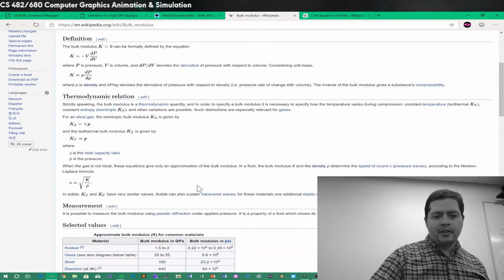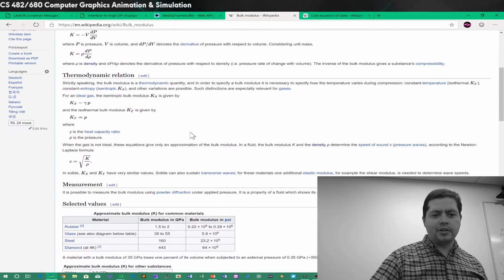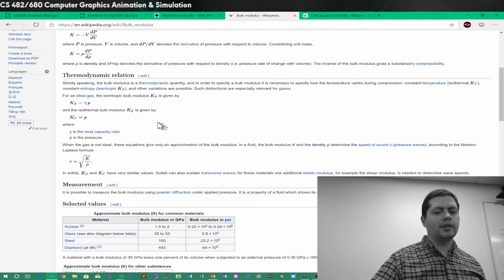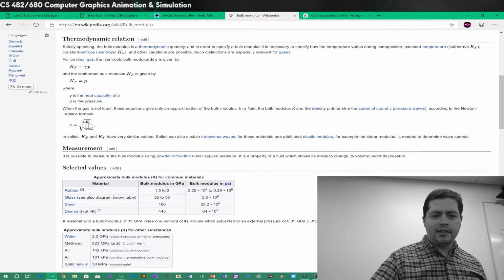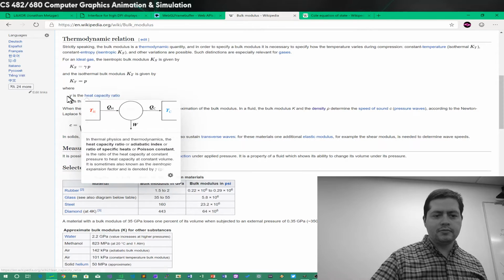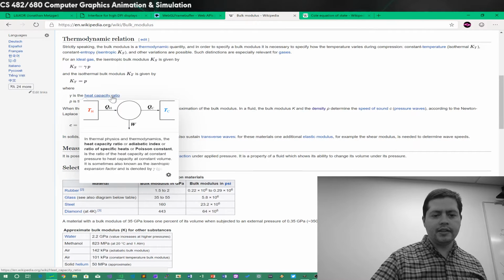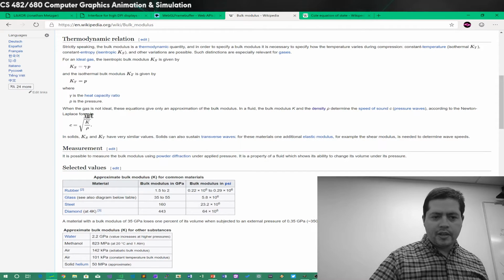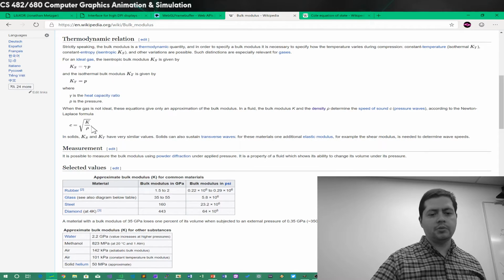So over here, they said, okay, for gases, the bulk modulus is gamma times P, that's the pressure. But we're not dealing with ideal gases. We want actual things like rubber. Here gamma is the heat capacity ratio, the adiabatic index. So there's a few different things there. You have this formula called the Newton-Laplace formula, c equals the square root of K over rho, and that's where we get this. They said in solids, Ks and Kt are basically the same value.